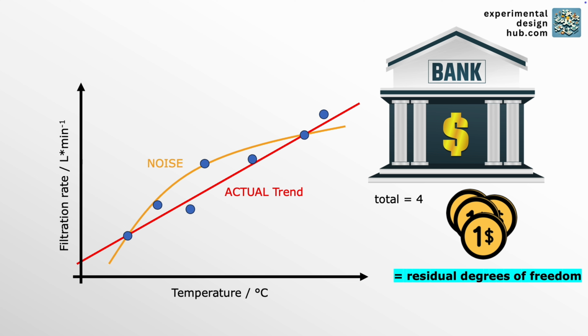Not having enough residual degrees of freedom is like spending all the money that you have on a very expensive car, leaving you nothing left for the insurance. I mean, it might work out fine, but it doesn't have to.